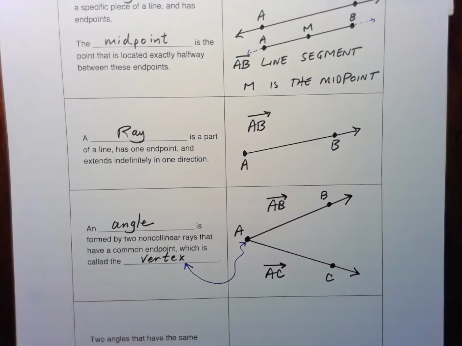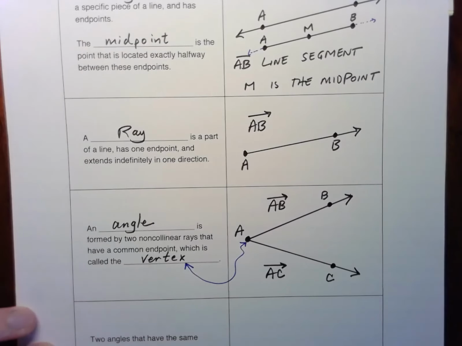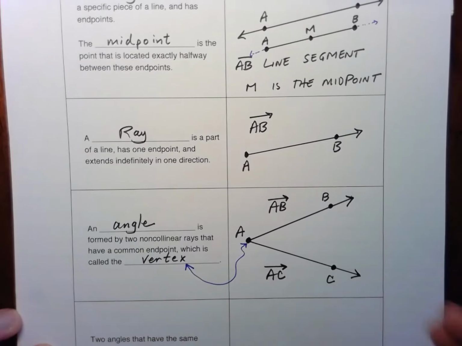That's the vertex right there. And that is definition number 8 in Euclid's book.